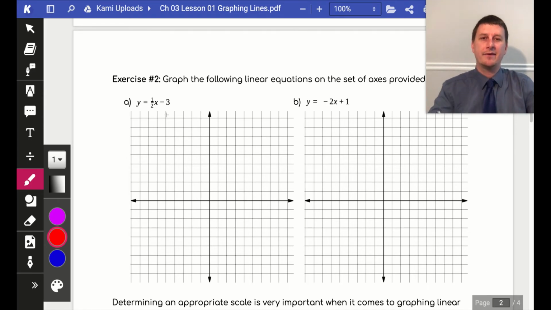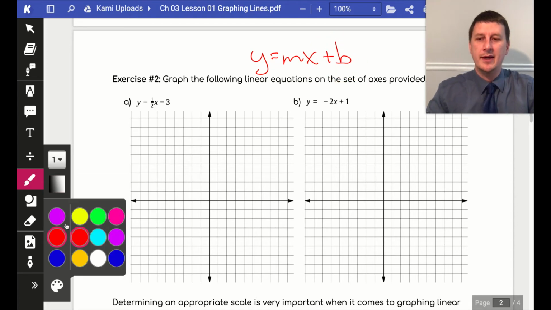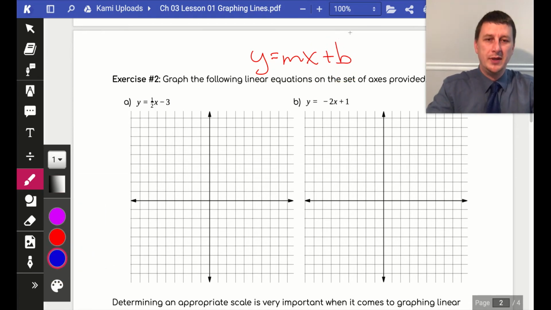So again, my first step is to identify my y-intercept. That's the constant, the number that's by itself. And that's going to be -3. And that's where I begin on the y-axis. So again, to help us remember, I'll write my y equals mx plus b. And our b value is where I begin. So I'm going to begin this line at -3.